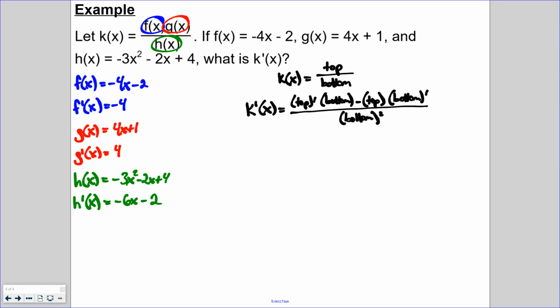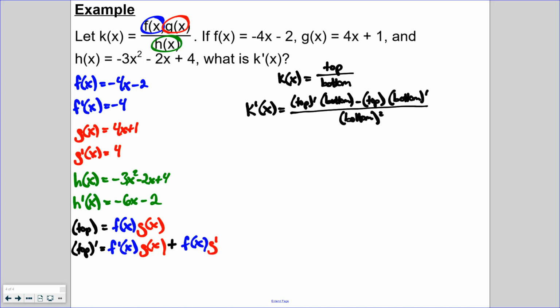times the derivative of the bottom, and that is all over the bottom squared. So just like before, we need to identify our top function, which we're already told what that is. That is f of x times g of x. And then we can take the derivative. So here's where the product rule comes into play. Again, it's buried inside the quotient rule, but good news, we know the product rule. Or if we don't, we can always look at our notes. And we know the product rule is f prime times g plus f times g prime.